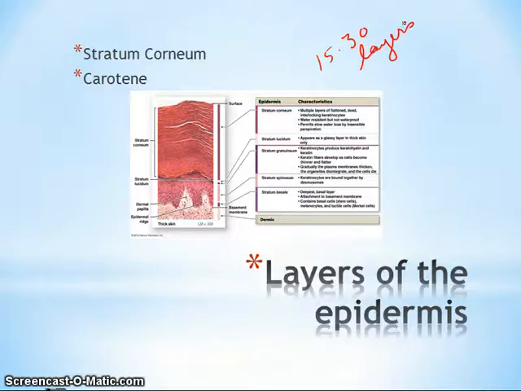It is also a location where we will find keratin. Now, keratin is a yellowish pigment. Yellow and orange vegetables contain keratin.